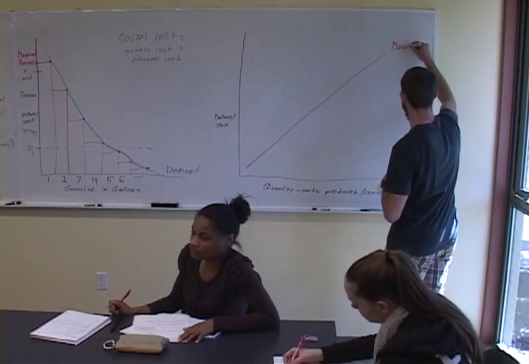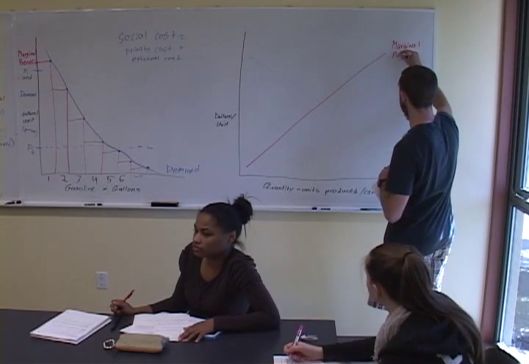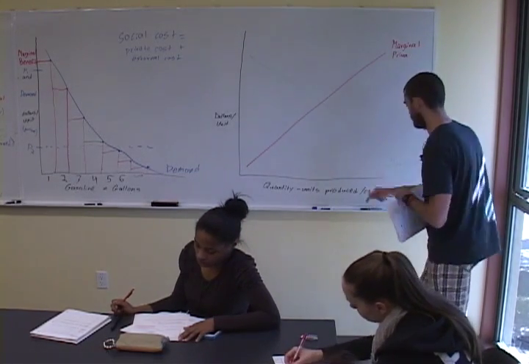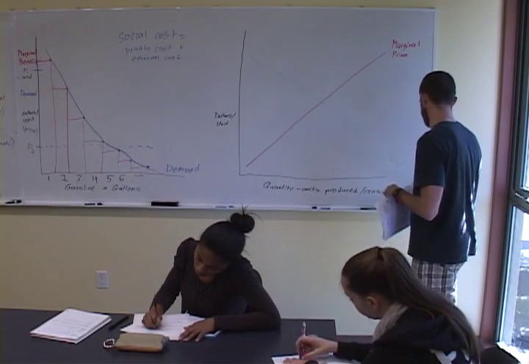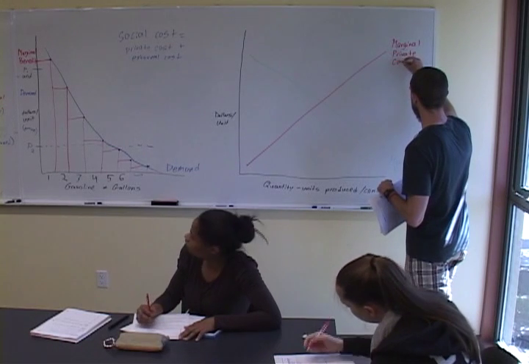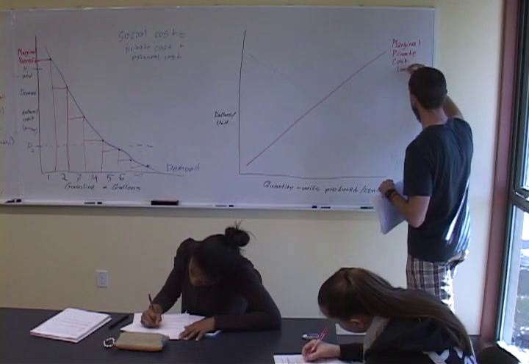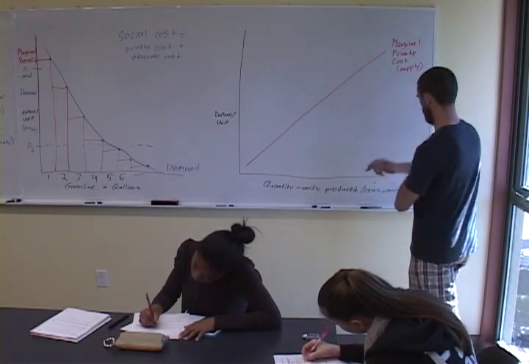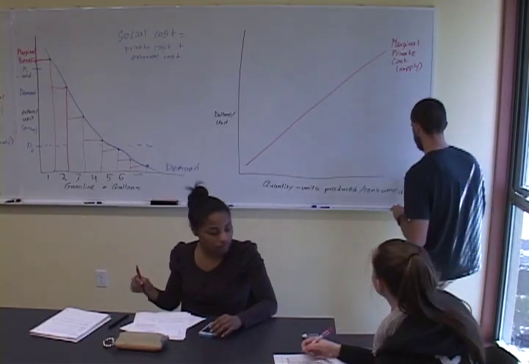I thought marginal benefit was the demand. Oh yes, my bad. Thank you very much. This is demand. Marginal private cost is supply. And yes, this one is demand.